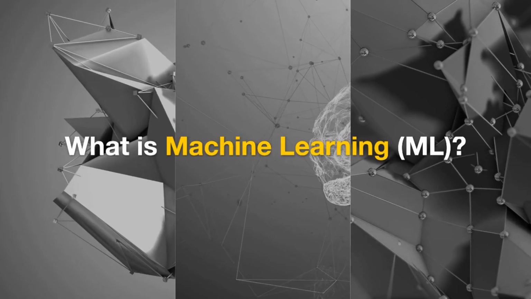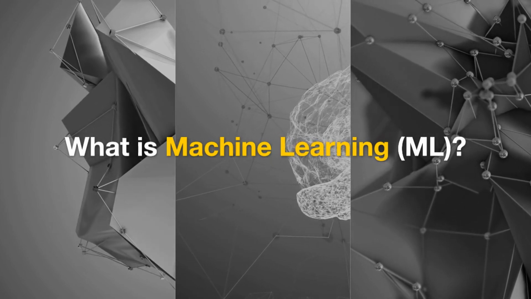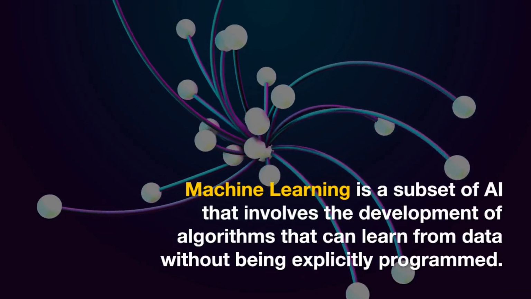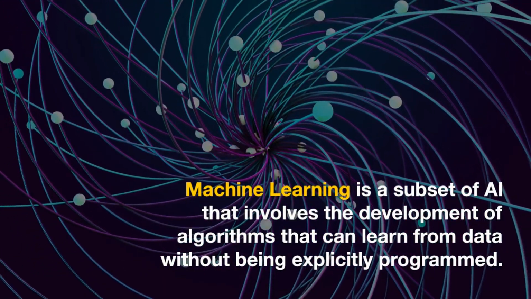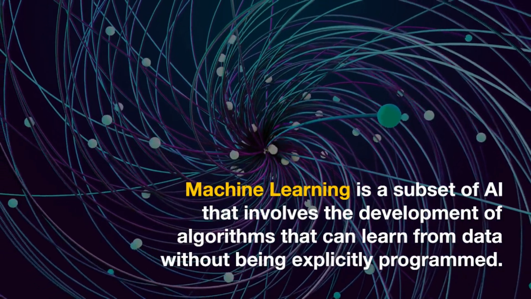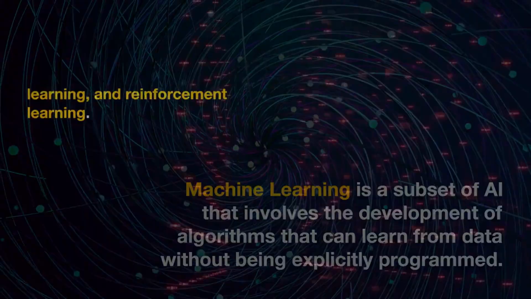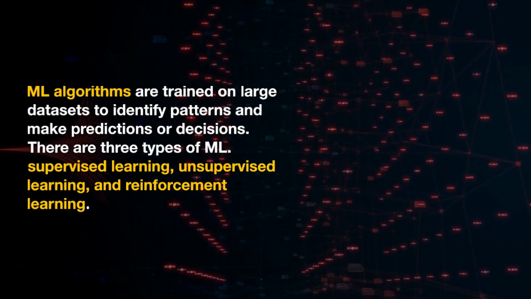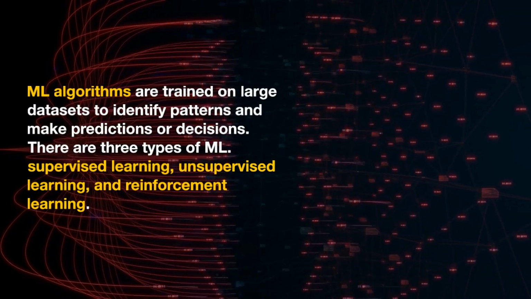What is machine learning, ML? Machine learning is a subset of AI that involves the development of algorithms that can learn from data without being explicitly programmed. ML algorithms are trained on large datasets to identify patterns and make predictions or decisions.